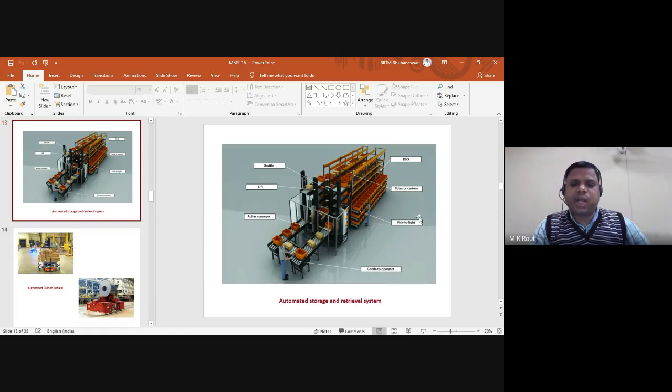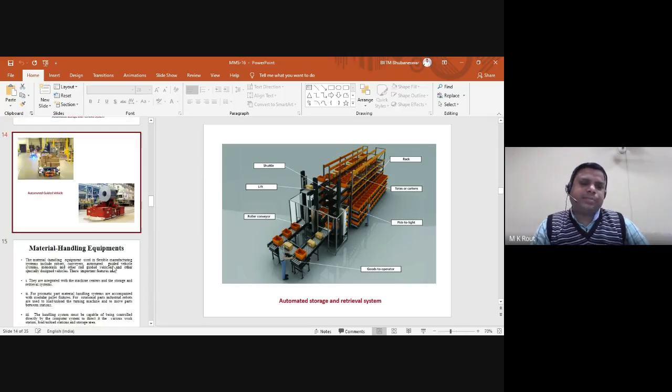The next is pick to light levels. In that case, the operator directly picks the particular product from the automated storage and retrieval system. Last, after it reaches the operator level, the operator directly picks it up and mounts it on the machines.